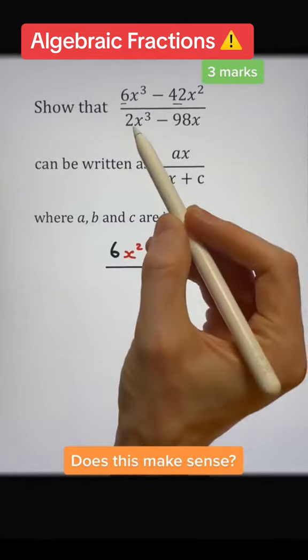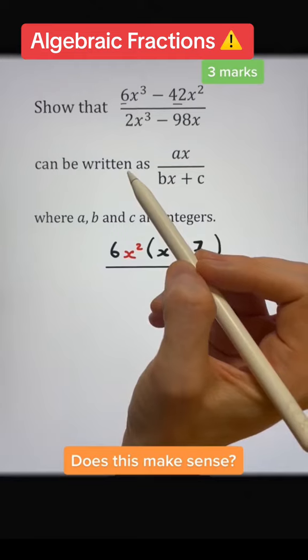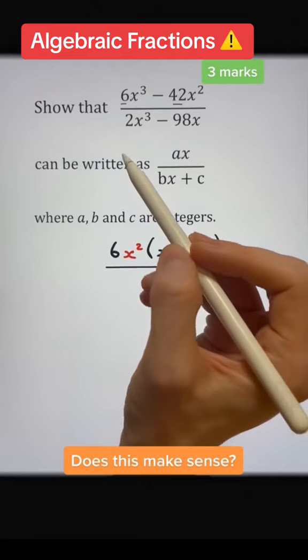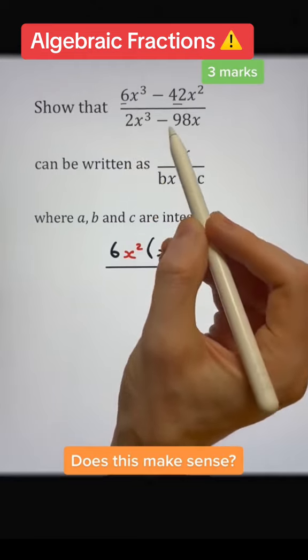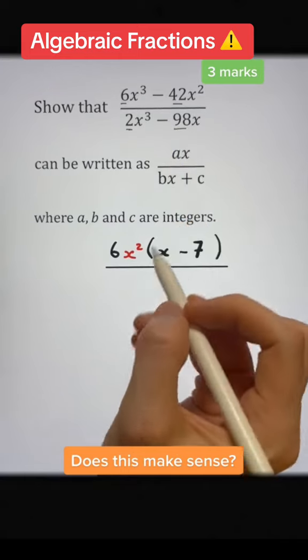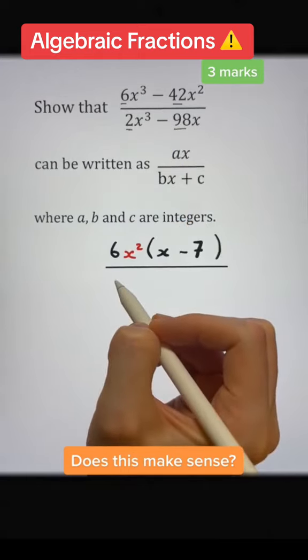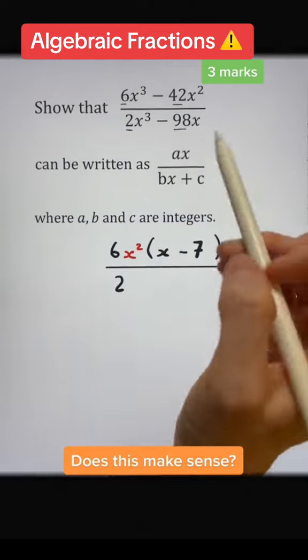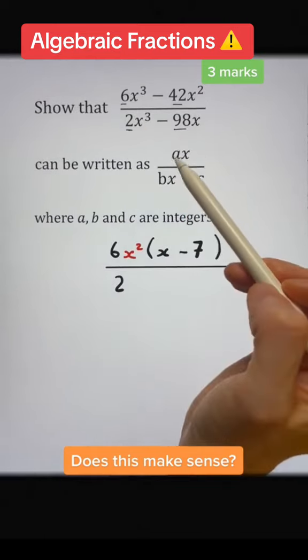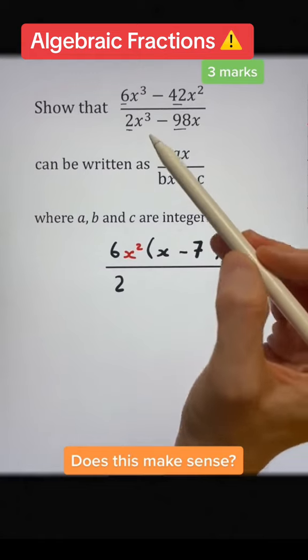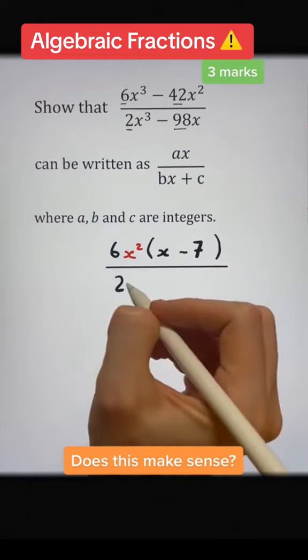Factorising the bottom, again, as I've got two terms, I always try single brackets first. I want to factorise the highest common factor from 2x cubed and negative 98x. Looking at my numbers, well, 2 and 98, the highest common factor that divides into 2 and 98 is number 2. Looking at my letters, here I've got x cubed and single x. The highest common factor in x cubed and single x is just single x.